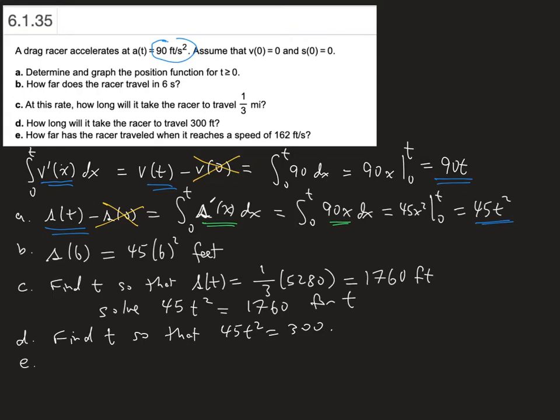The E part has two steps to it, because they're giving us a specific speed that they're interested in. And so I would first find t so that the velocity is equal to 162. Don't forget that the velocity function is sitting right here. So this is a simple enough thing to solve. We're trying to set 90t equal to 162 and solving for t. That'll be 1 point something.